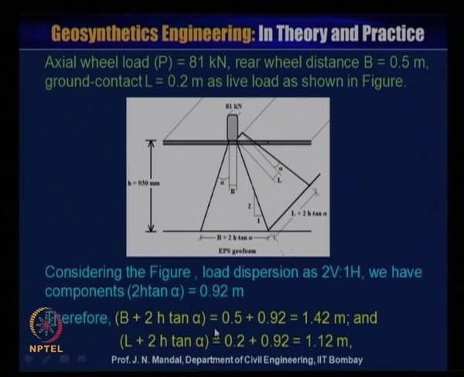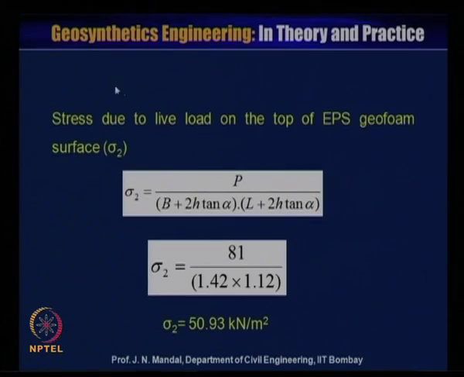Therefore, B plus twice H tan alpha: B is given as 0.5, plus twice H tan alpha of 0.92, gives 1.42 meter. And L plus twice H tan alpha: L is 0.2 plus 0.92 gives 1.12 meter. So, you know these, 1.42 and 1.12. Now, the stress due to the live load on the top of the EPS geofoam, on the bottom, this EPS geofoam surface, sigma 2.